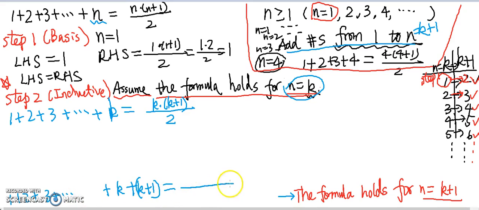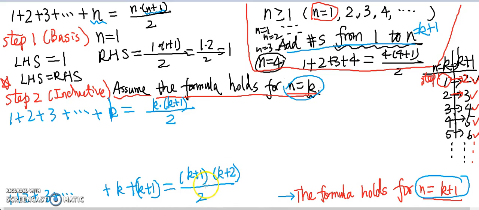Now on the right-hand side, we're going to plug in k plus 1, because this time n equals k plus 1, so I'm going to replace n with k plus 1. We'll put k plus 1 times k plus 1 plus another 1, which is k plus 2, because we replaced this n with k plus 1. So this is the formula we want to prove.